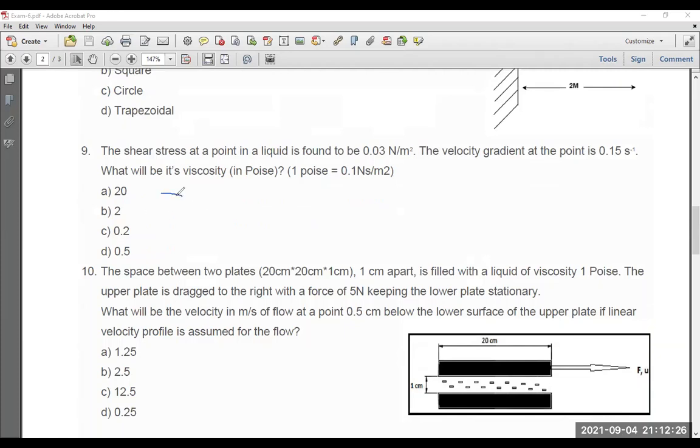Tau is equal to mu delta U by delta Y. Actually, he gives you everything directly. He gives you tau is equal to 0.03, and they give you delta U by delta Y, 0.015. So mu will be easy. It will be 0.03 divided by 0.015, which is equal to 0.2 Newton second per meter square. So what's the answer?